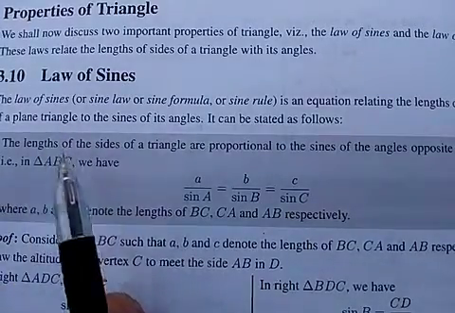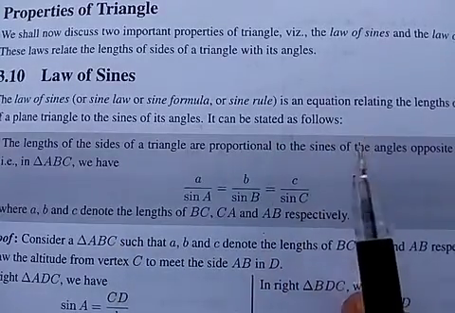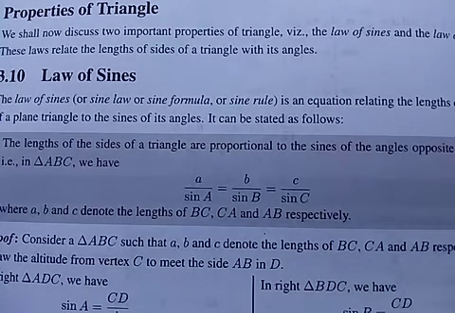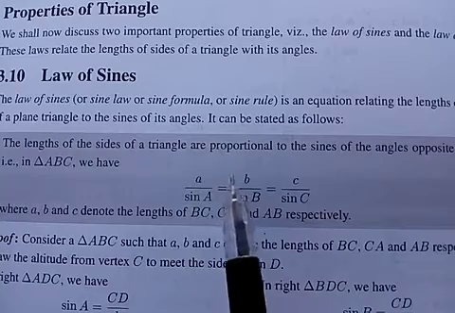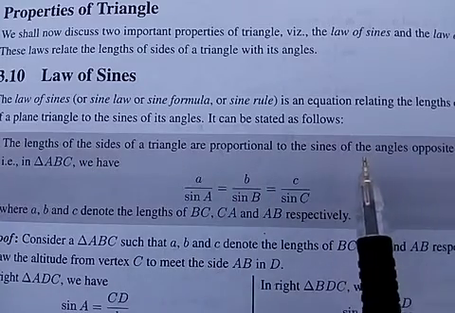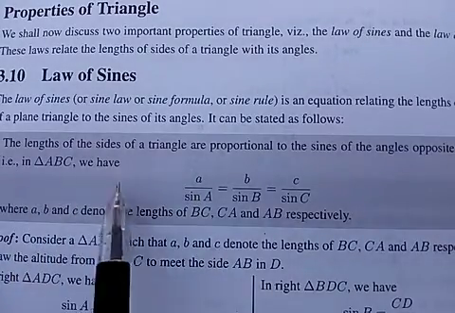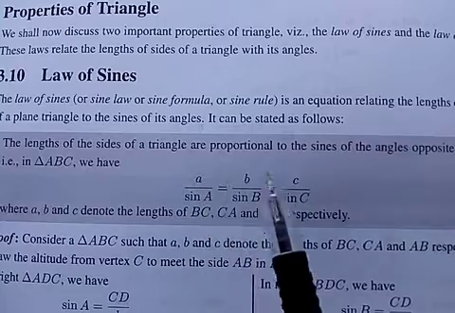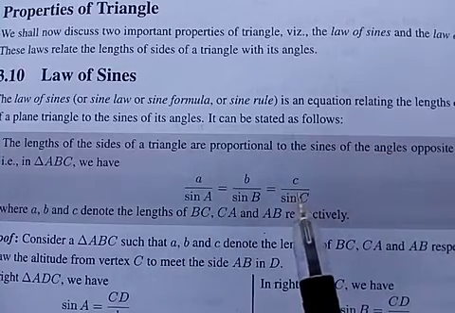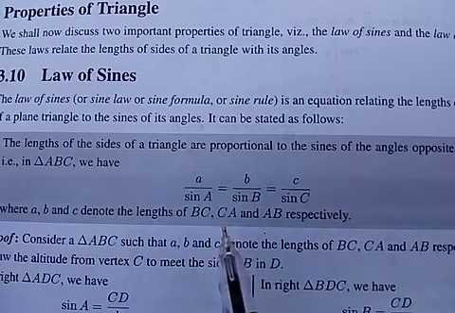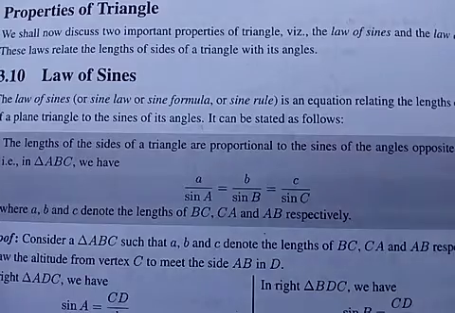The law of sines is an equation relating the lengths of the sides of a plane triangle to the sines of its angles. It can be stated as follows. The lengths of the sides of a triangle are proportional to the sines of the angles opposite to them. That is, in triangle ABC we have a upon sin A equal to b upon sin B equal to c upon sin C, where a, b, c denote the lengths of BC, CA and AB respectively.